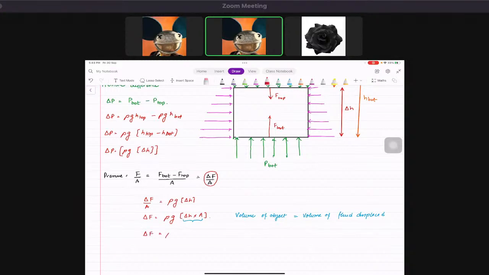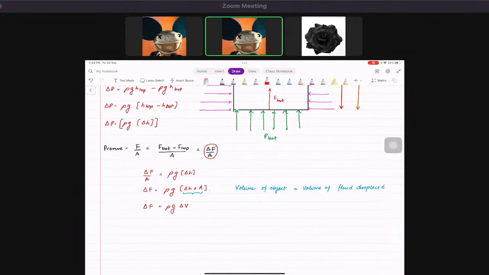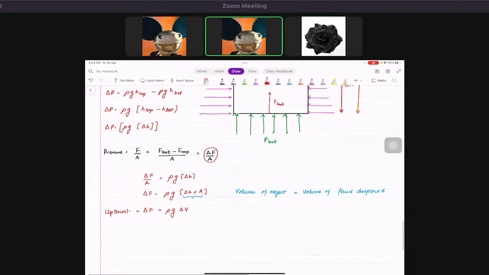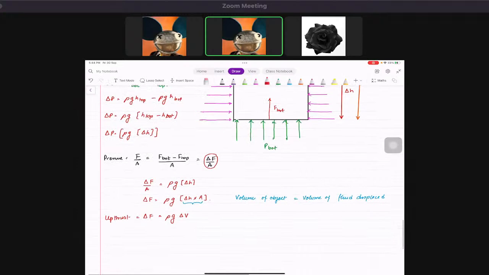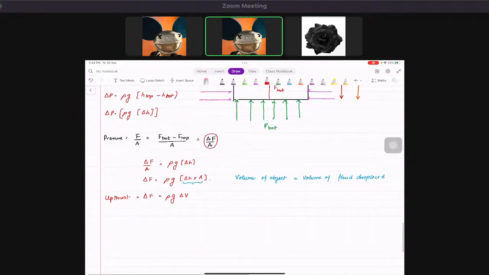So then I can basically write it as delta F is rho g delta V. And now check this out, please. This force that you found out is basically the upthrust, and we learned that upthrust comes from the difference of pressure. That's the definition of upthrust. And upthrust is generally given by U, and the formula for upthrust is rho g delta V.